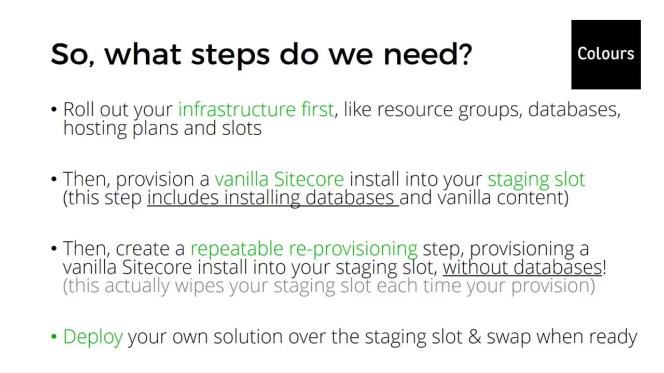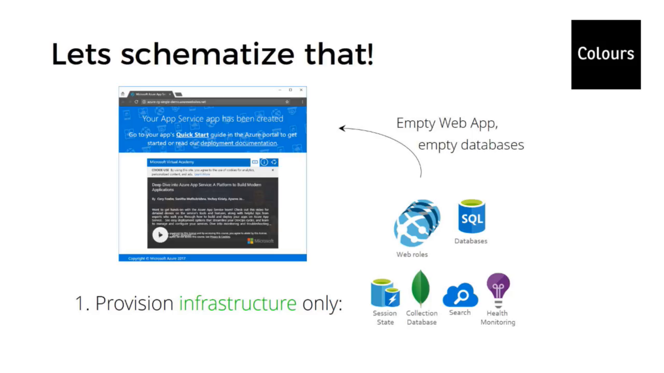And because you always deploy to the staging slot and swap afterwards, you are always deploying without disturbing any live visitors. So if I would make a schema or some images that work better than text, I think, what we do is we provision the infrastructure. Everything you see right there is created, but if you start your web application, it doesn't contain Sitecore. This is just a regular web app. Empty web app, empty databases.